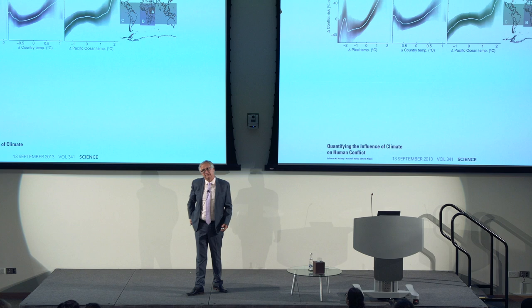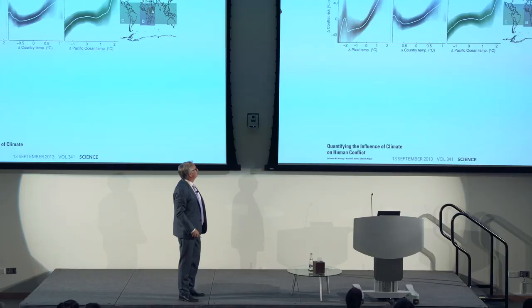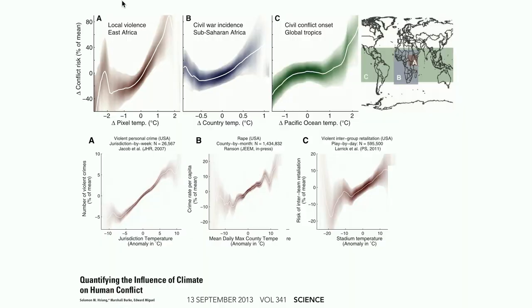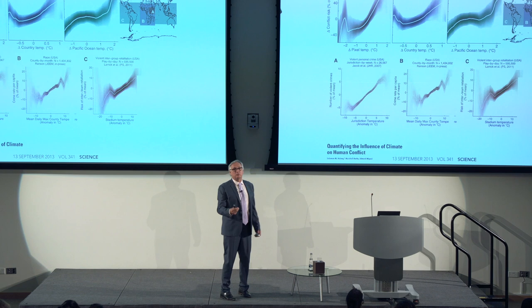Now, Berkeley students sometimes say, and I regret that they would say this, well, that's true for those people, but it's not really true for us. The wealthy, privileged Americans don't have this problem. Au contraire. Here's violent personal crime in the USA, 5% increase. Here's rape in the USA and violent intergroup retaliation. So the answer is there's a strong correlation between increased violence relative to the average temperature of that day.